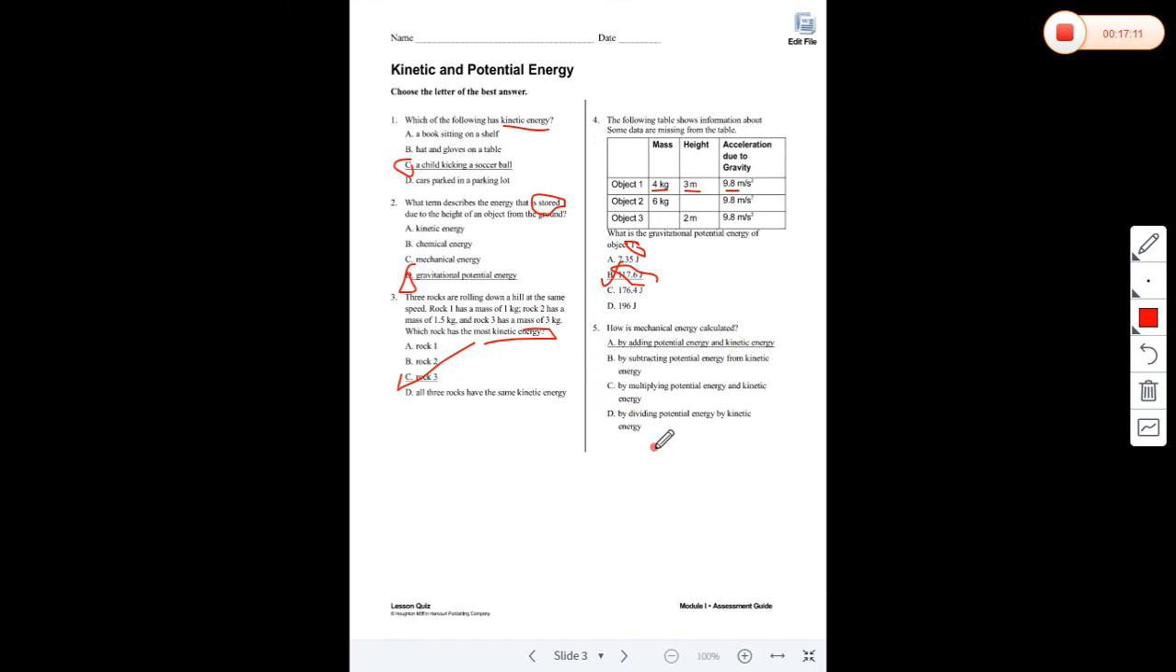Next one, how is mechanical energy calculated? Okay, mechanical energy is calculated, if you remember, by adding, or the summation of, potential energy and kinetic energy. The law of mechanical energy is potential energy plus kinetic energy. So the right answer, letter A.